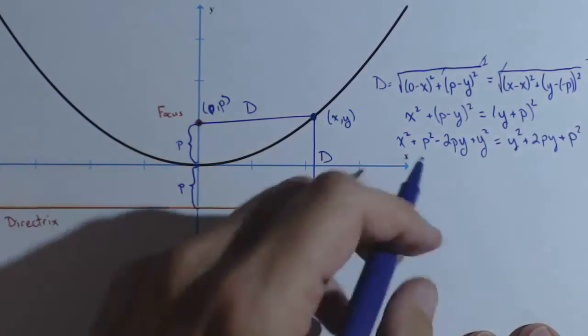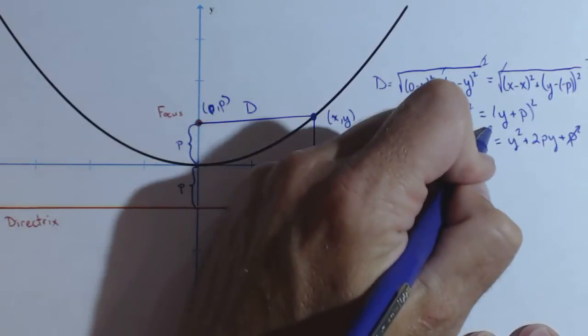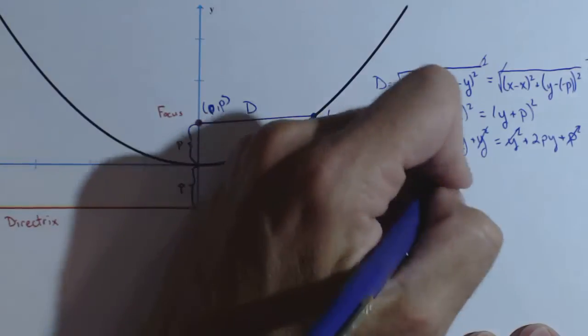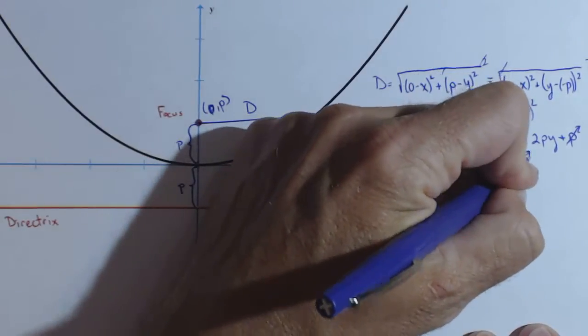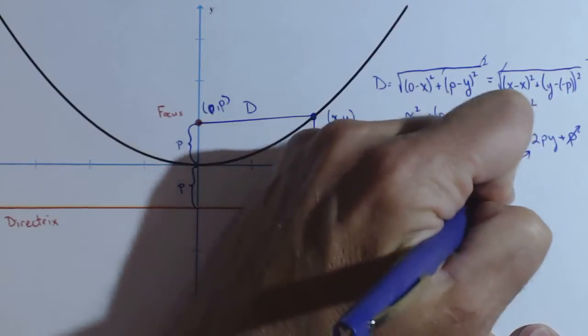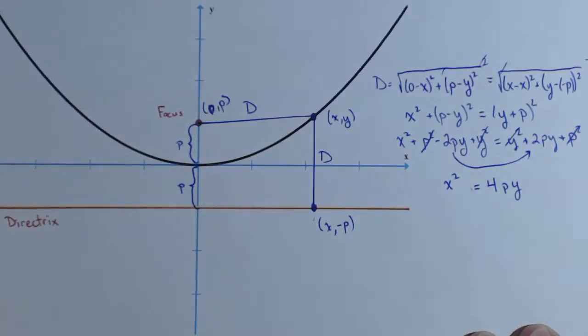Alright, now, if we subtract p squared off of both sides, those will cancel. And if we subtract y squared off of both sides, those will cancel. So last thing I have to do is I'm going to add this 2py over to here, and I get x squared equals 4py. Now there's a couple different ways that you'll see these solved. This is actually pretty standard for a quadratic.